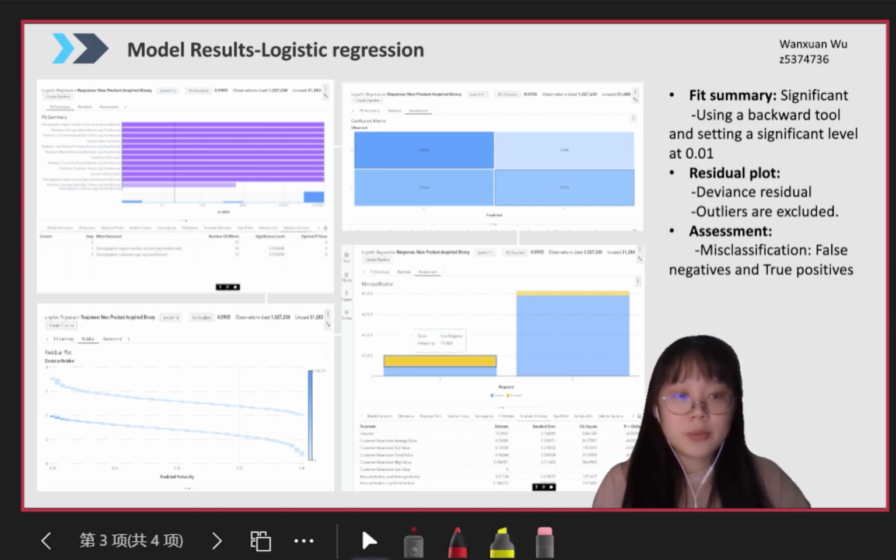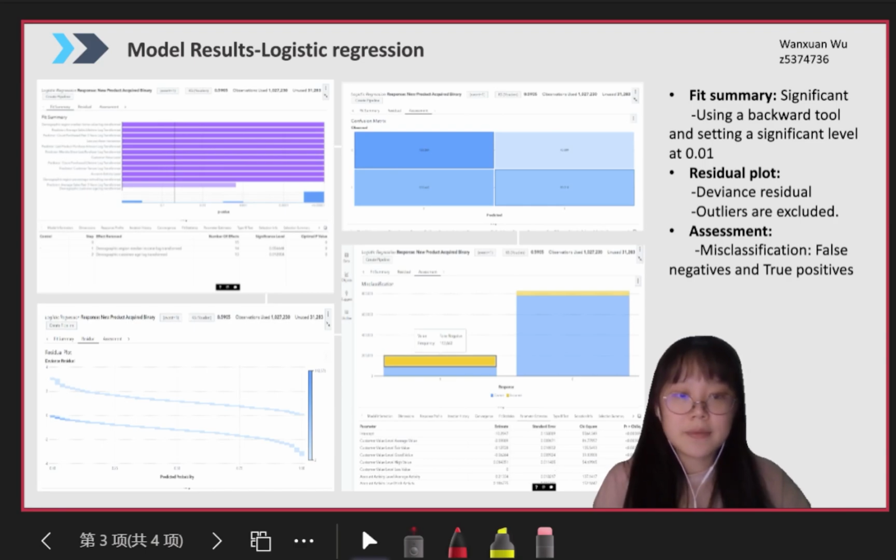Looking at the residual plot and using deviance residual, there is an outlier and that part is removed to make the model better. Now, observing the residual plot, there are no obvious outliers. Looking at the confusion matrix and false negatives, we should consider our target for analysis.